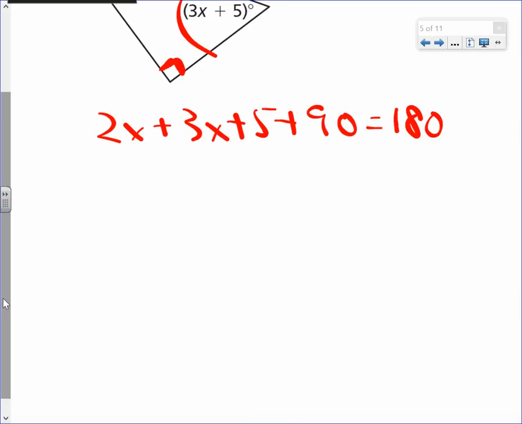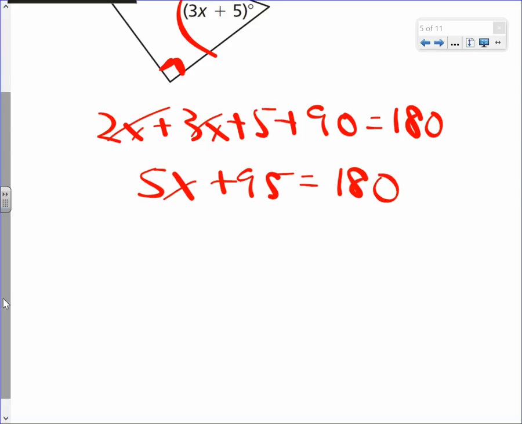Castillo, like terms, what are they? Beautiful. Make 5x. We're rocking and rolling. 5 and 90 make 95. This is beautiful. Easy Monday. What did I get rid of first? So we have the 95 or the 5? Awesome. Let's subtract 95 from both sides to get x alone.